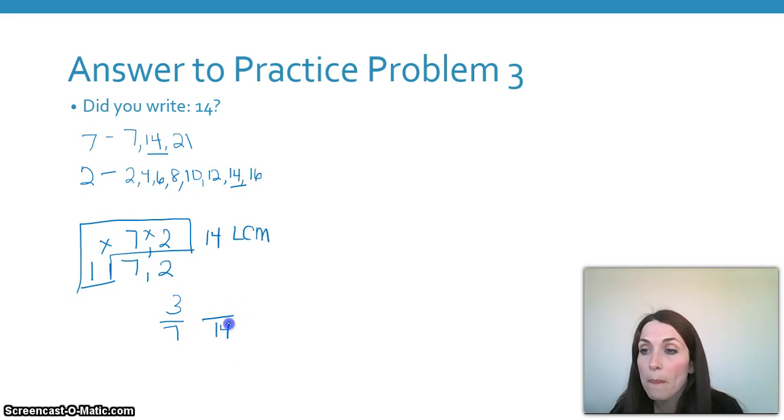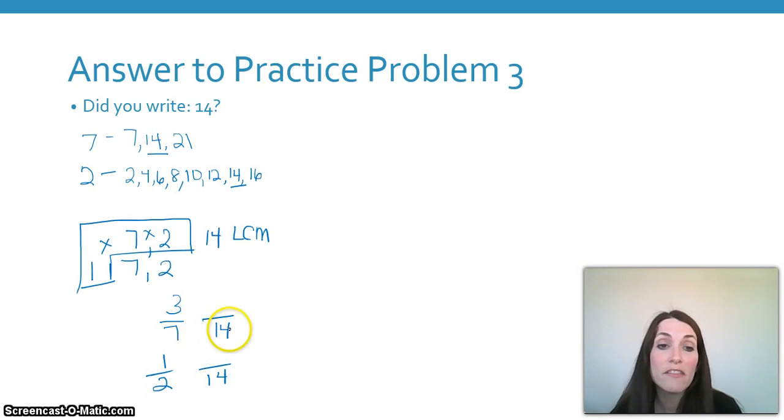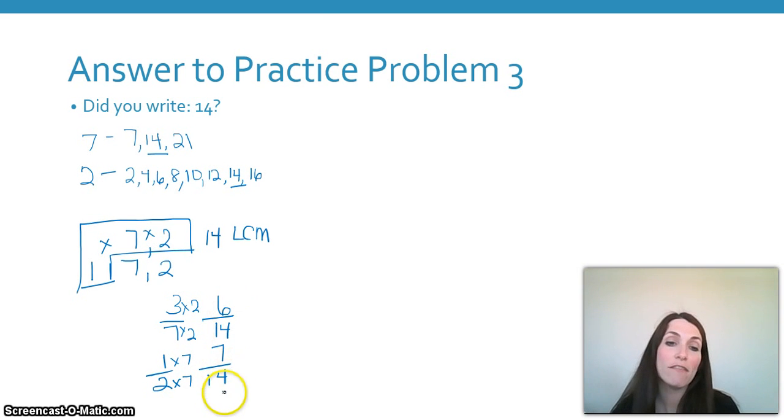Now 3/7 and 1/2. In order to get 7 to be 14, I have to multiply it times 2. I have to do the same thing to the numerator. I have to multiply the 2 times 7 to get 14. I have to do the same thing to the numerator. And now I have fractions that have a common denominator that I can work with. Good job if you got that.